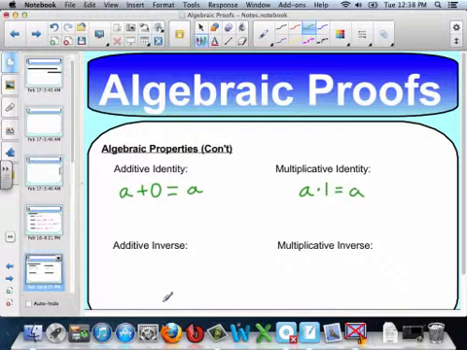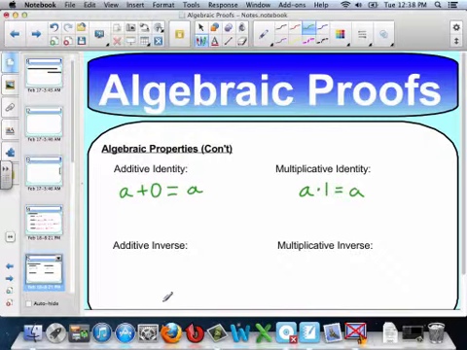So what's the inverse of multiplication? Division. What's the inverse of square roots? Oh, come on, guys. What do we use to cancel out a square root? Well, which exponent? Squared. Yeah, square roots and squares cancel each other out. Cube roots and cubes cancel each other out. They're inverses of one another.